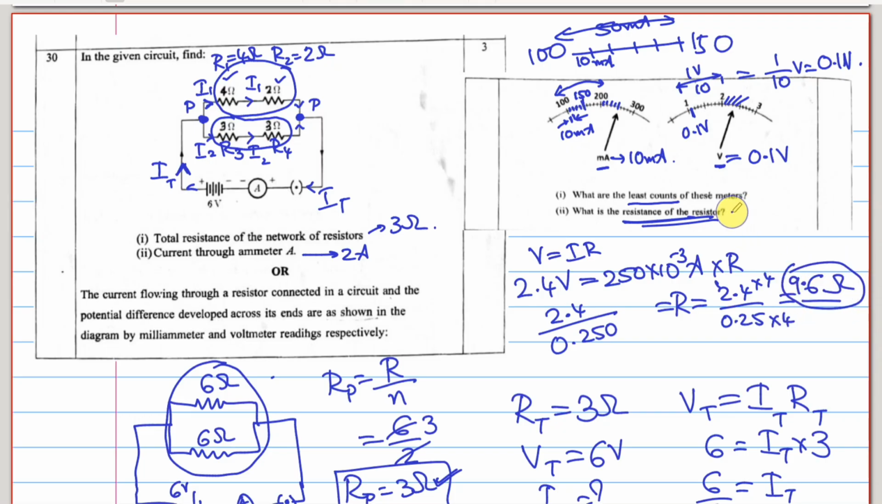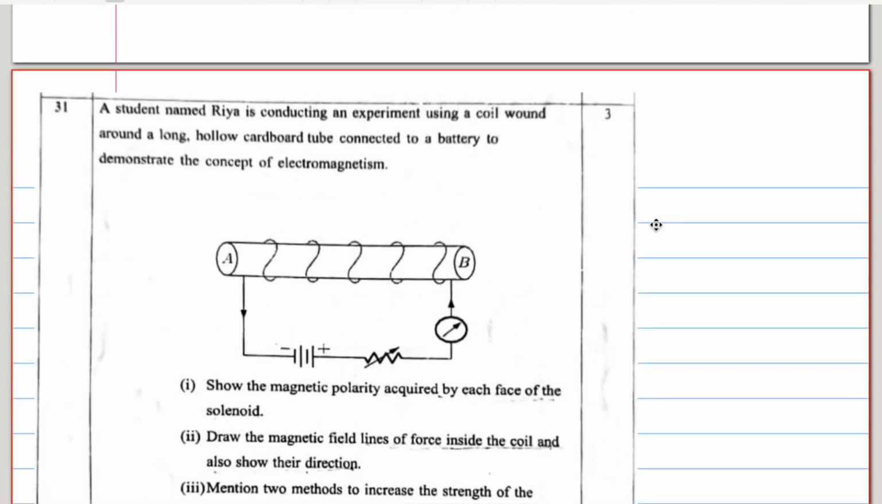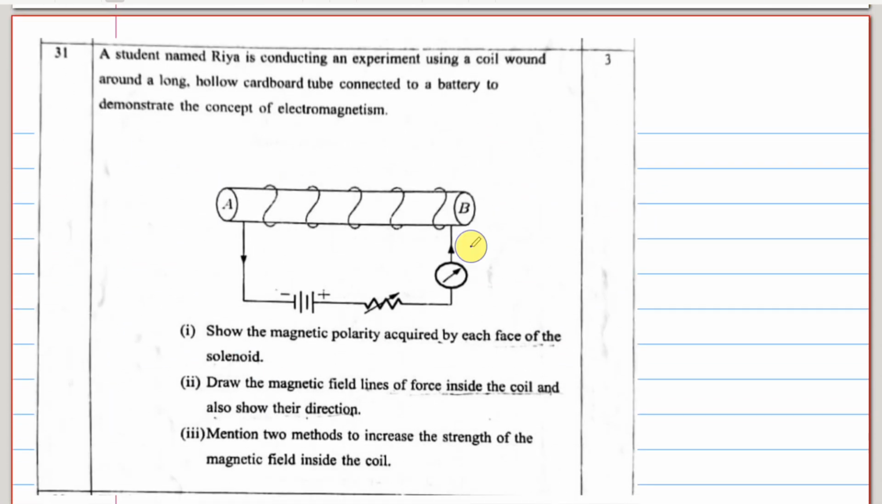The answer of this second sub question will be 9.6 ohms, and the least counts of the 2 meters are 10 milliamperes and 0.1 volt. But this question was out of the syllabus. We do not have any least count at class 10.